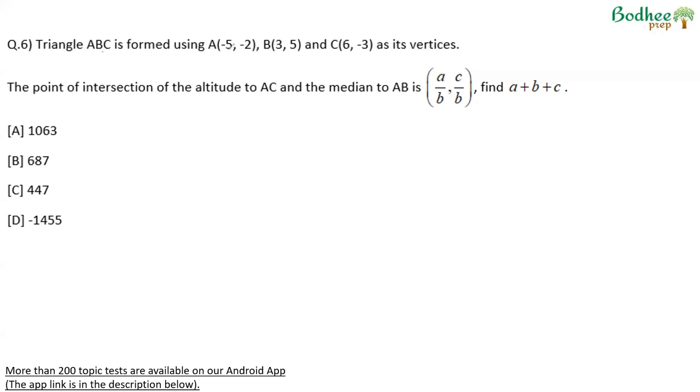Triangle ABC is formed using 3 vertices like the previous question. So I'll have a diagram which is very similar to the previous one. ABC, A is point -5, -2. C is 0, 35.